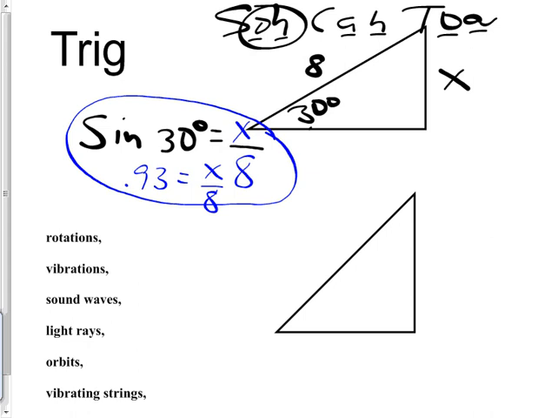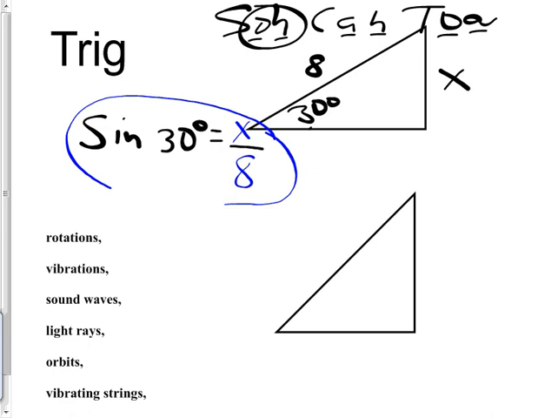So grab your calculator. Type in sine of 30. Hit enter. And I guarantee you we're going to get two different answers. Some kids are going to get one answer, and other kids are going to get another answer, and that'll be a good learning moment. Okay, have you typed in sine of 30? What'd you get?